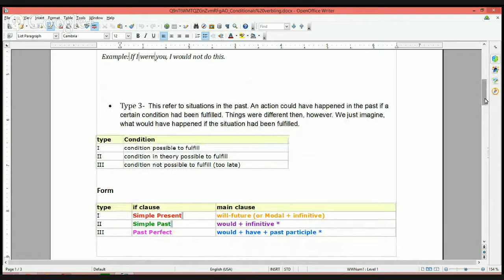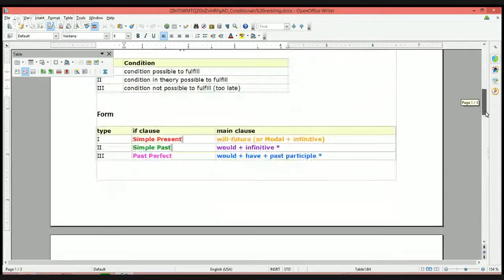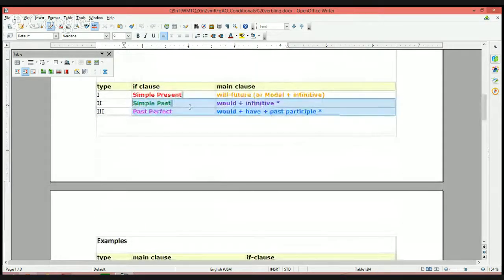All right, so we talked a lot right now about conditions, and there's a brief chart that kind of summarizes all of it. Type 1, possible to fulfill, as in possible to be true. 2 is condition in theory possible to fulfill, but very unlikely. And 3 is condition not possible to fulfill because it's too late. Then we have the form. Paulo, can you read the form for us?